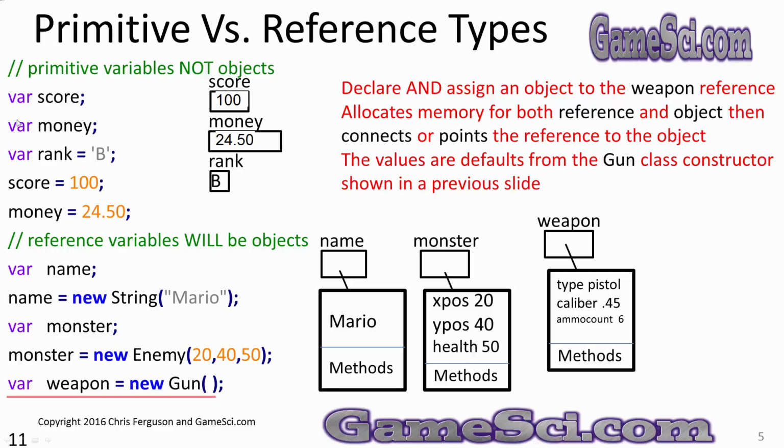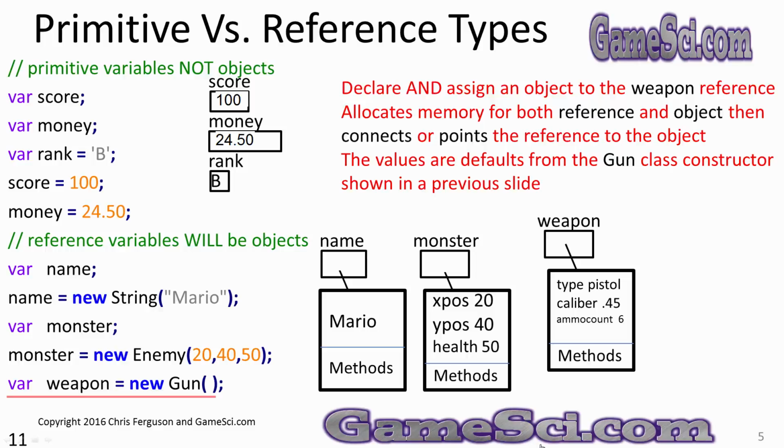I do not have to do this in separate steps. I don't have to declare var name and then set name to an object. I don't have to declare var monster and then set monster to an object. I can do it all in one line of code. I'm going to call var weapon equals new Gun. I'm going to go run the Gun constructor for this class, and let's see how it works. It's going to set the type to pistol, the caliber to 45, and the ammo count to 6.